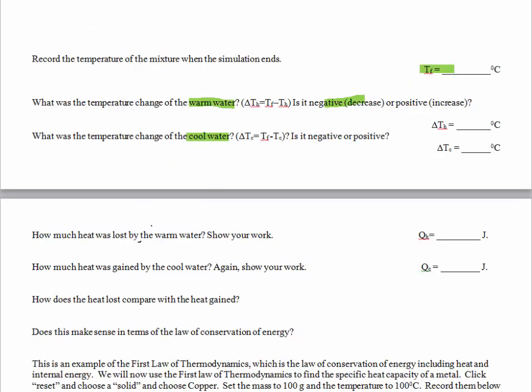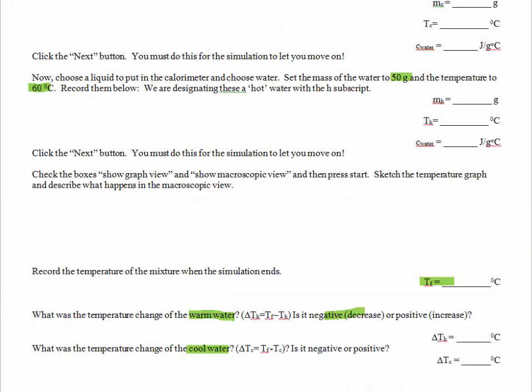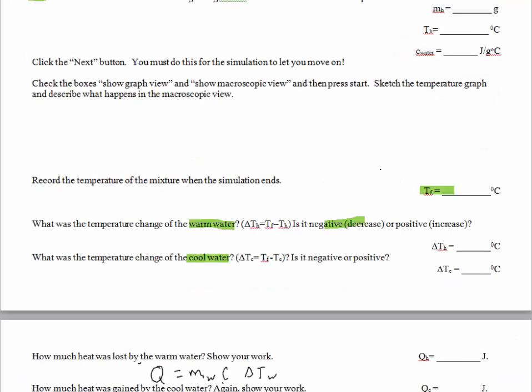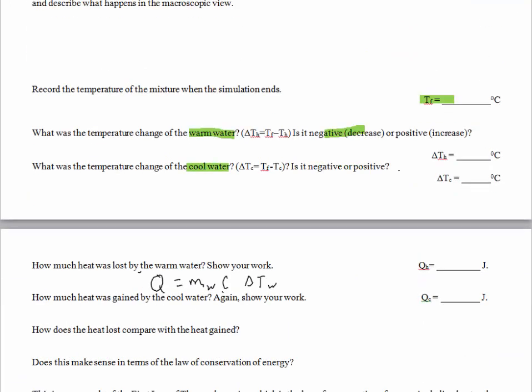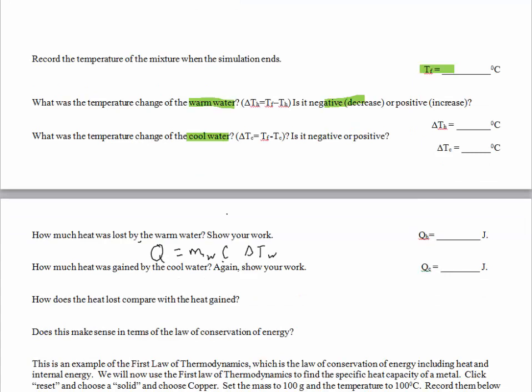So heat is going to be equal to the mass of the warm water times the specific heat of water multiplied by the change in temperature of the warm water. And one of the things I had you record up here was the specific heat of water. The lab does give that to you. It's 4.19 joules per gram degree Celsius. And so I can calculate the heat that is lost by the warm water.